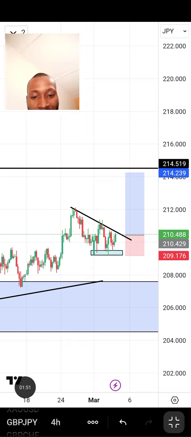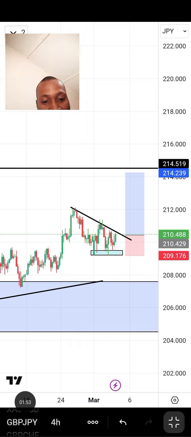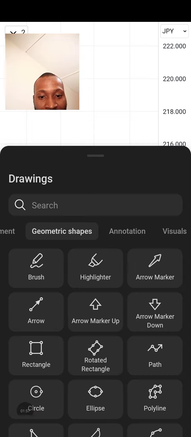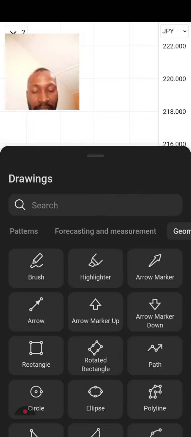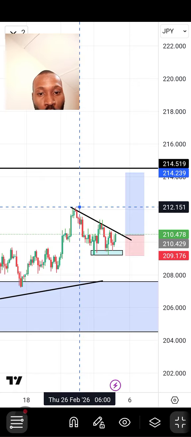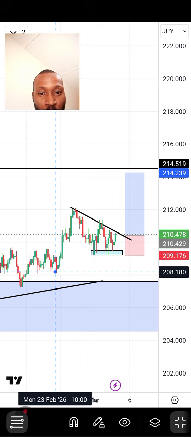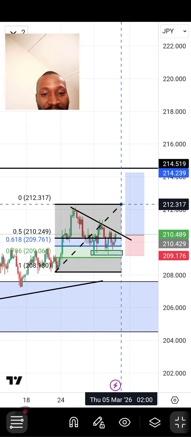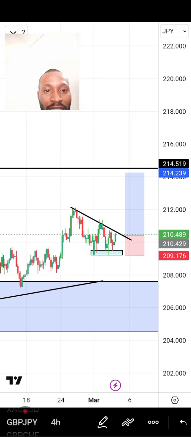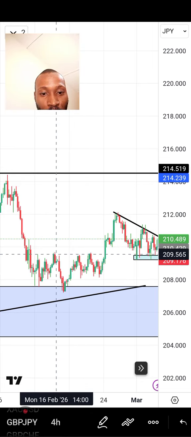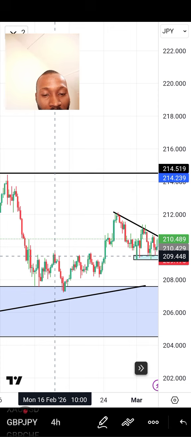So it's like it is correcting the neckline of this inverse head and shoulder pattern. So if you use the Fibonacci pullback, higher high, swing low, you can see that it sits in line. In fact, without using the Fibonacci, you can see that this neckline of the inverse head and shoulder pattern, the price is sitting somewhere around here, right?